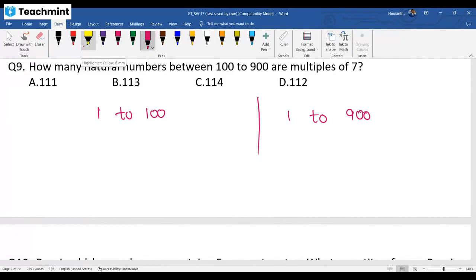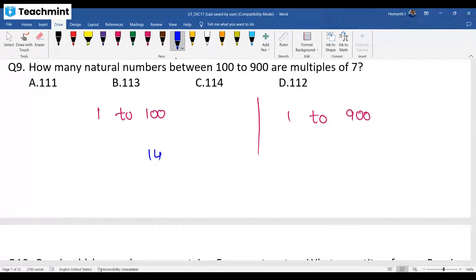Calculate this, calculate this. Subtracting is your answer. How many are divided by 7 is 14 numbers. How do you know, sir? Last number divided by 7: 7 times 14 is 98, 2 remainder. So here 14 numbers are divided by 7.